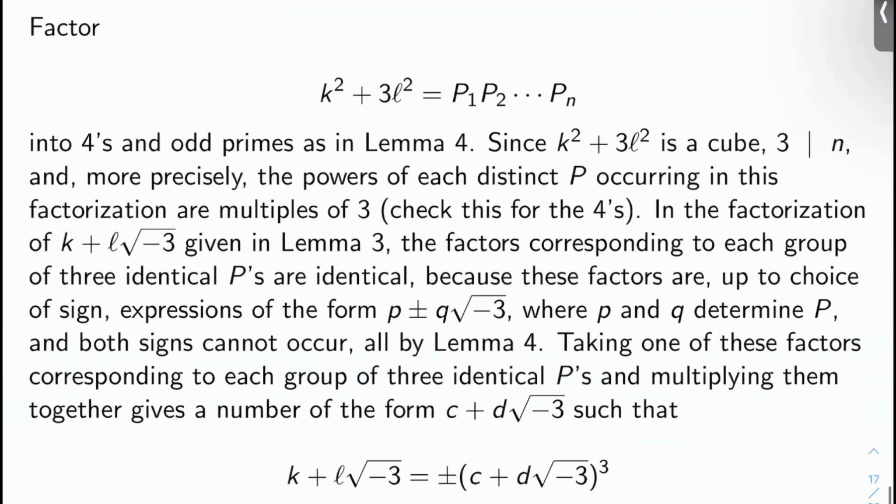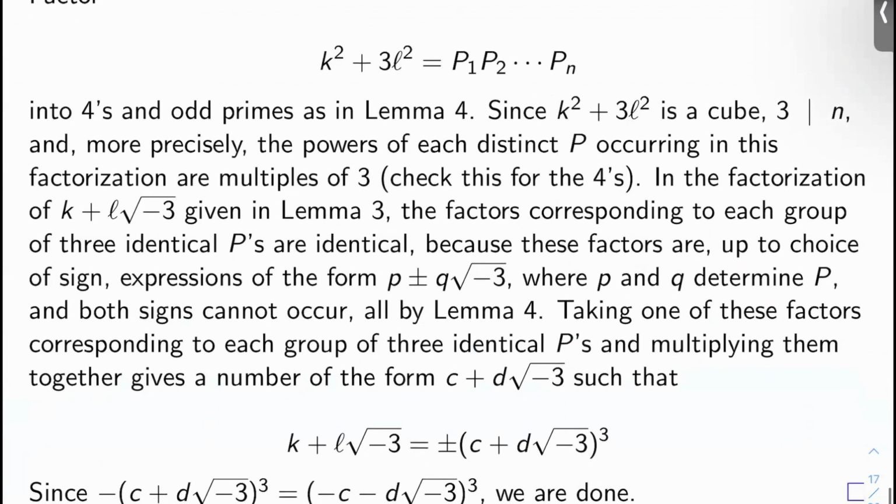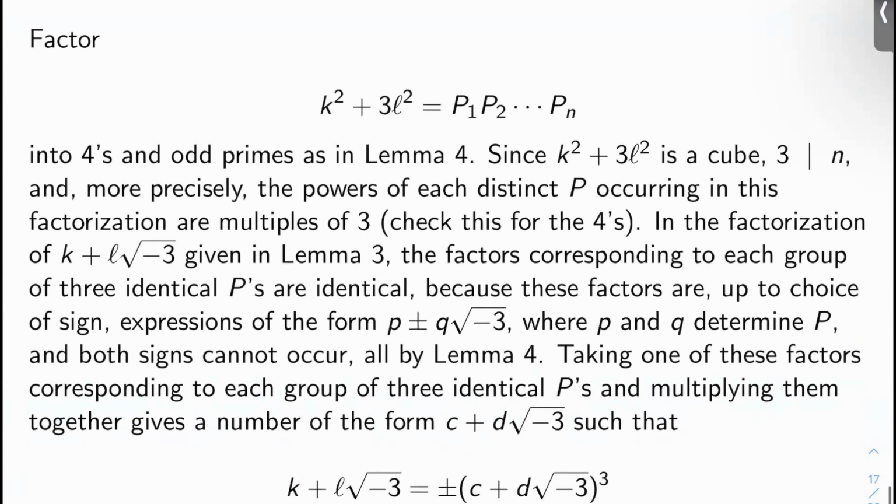Okay, let's prove the gap using the 4 lemmas. I can do it in one slide. Okay, let's take k squared plus 3l squared, and let's factor it into p1 through pn. It's a factorization into 4s and odd primes, as in lemma 4.